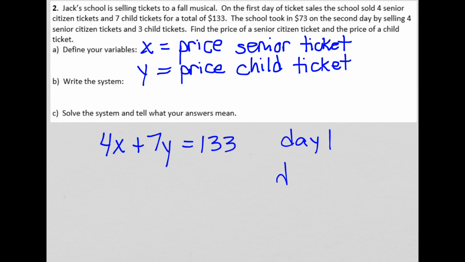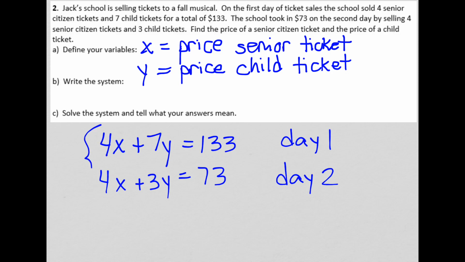Now we're going to have a day 2 equation. So on day 2, what happened? Well, we made $73, it says. We sold 4 senior citizen tickets and 3 child tickets. Hey, that looks really simple to solve by addition, elimination, combinations. And I'm going to leave you to it.